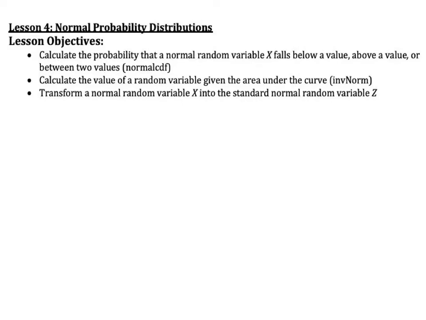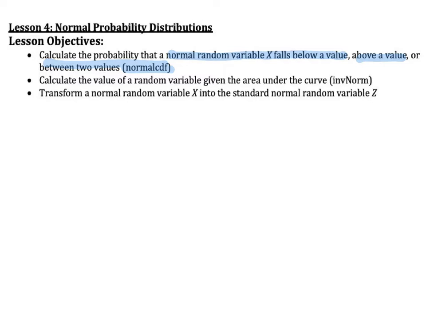So what are we going to do today in this lesson? Well, calculate the probability that a normal random variable x falls below a value, above a value, or between two values, and we're going to use our calculator to do that. Well, we might not use our calculator as well, but for the majority of it, we'll use our calculator.